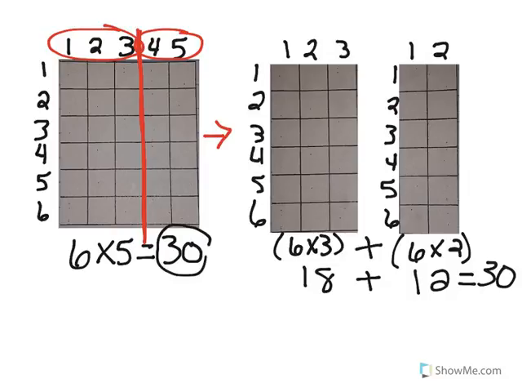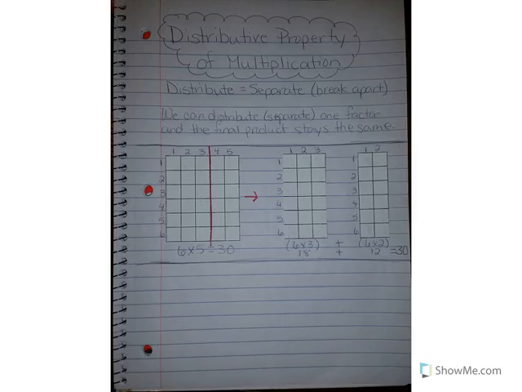My product here was 30. My product here is 30. I just separated the 5 into 3 and 2 instead of keeping it together. And that's all that the distributive property says, that we can distribute or separate one factor and the final product stays the same. So your notes for this part should look like this. We should have all the pieces glued. Now on the last section, I'm going to show you one more example.